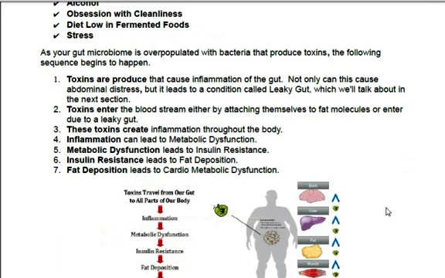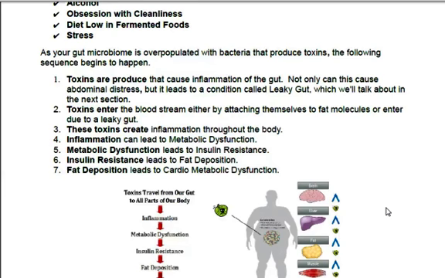And again, it goes through a process that as toxins enter into the bloodstream, they cause inflammation, which leads to metabolic dysfunction, which leads to insulin resistance, which a lot of people are familiar with, which leads to fat deposition, which means that you're going to add fat to your frame, which then leads to cardiometabolic dysfunction, cardiovascular health issues.